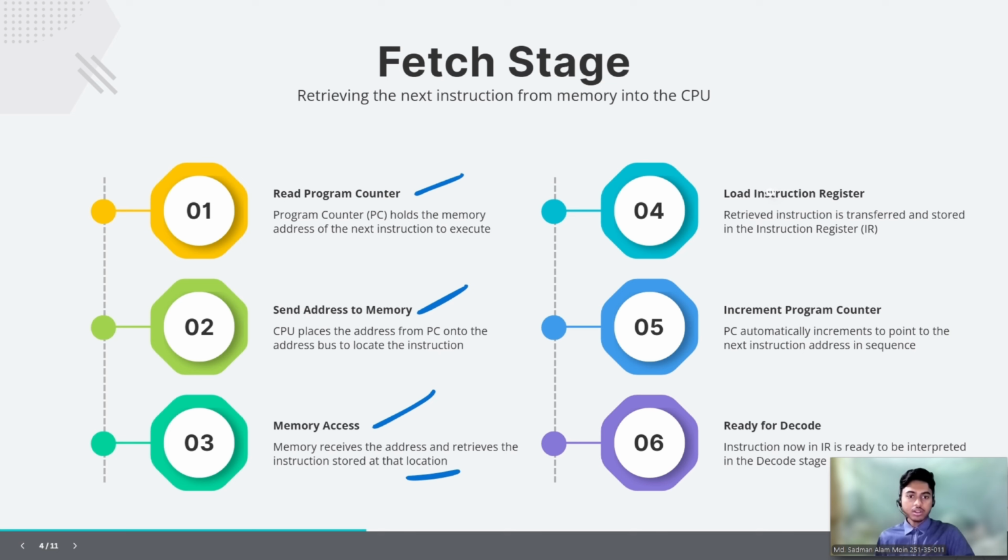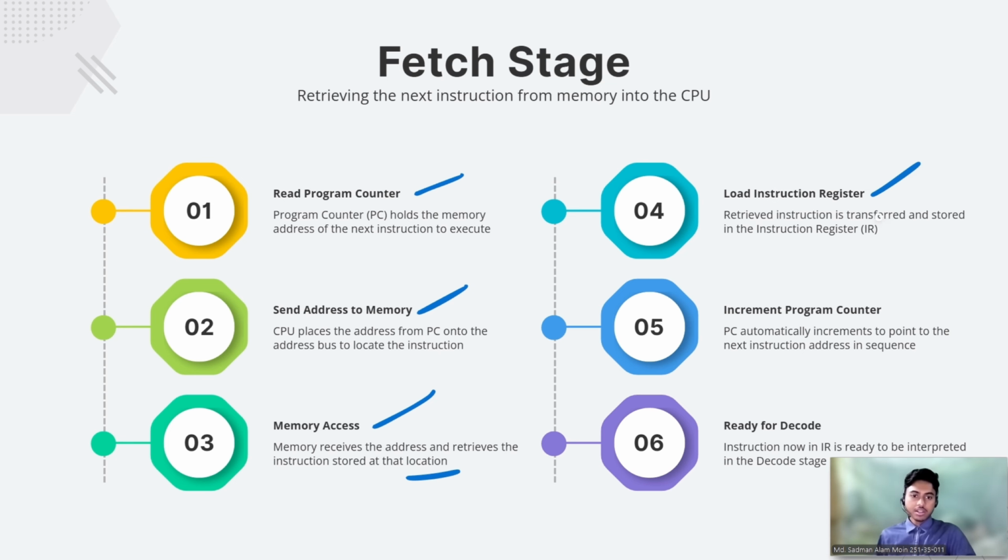Step 4, load instruction register. This instruction is then stored in the IR. IR means instruction register. Step 5, increment program counter. Automatically, the program counter moves to the next address. Step 6, ready for decode. Now the instruction is ready to be understood in the next stage.